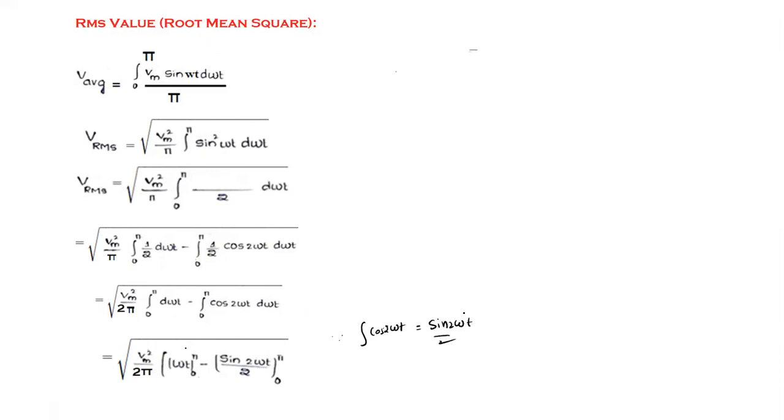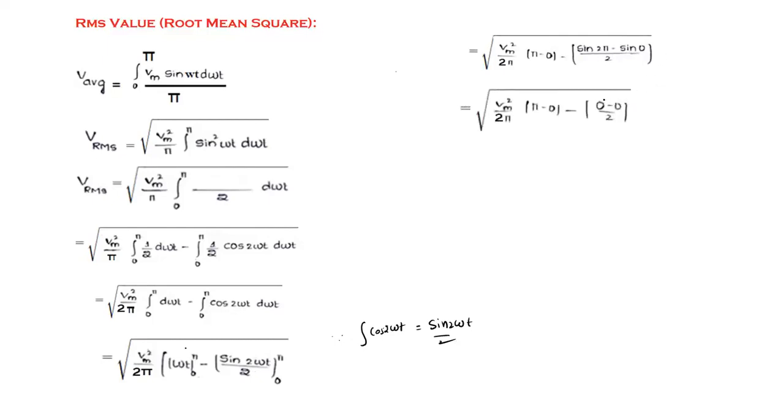Now we'll apply the limits here. Vm square by 2 pi, upper limit is pi, lower limit is 0. And here minus sin 2 omega t by 2, with upper limit 2 pi and lower limit 0. We know that sin 2 pi is equal to 0 and sin 0 is equal to 0. I am substituting these values here. We will get Vm square by 2 pi into pi minus 0. As the numerator, 0 minus 0, so the total term will become 0.